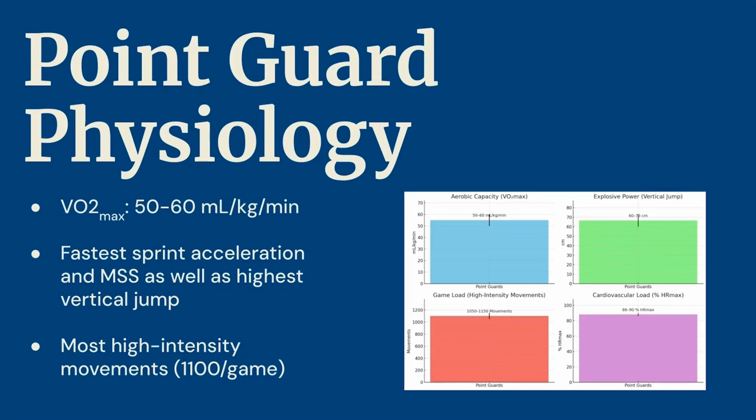Point guards typically have the fastest sprint acceleration and max sprint speed, as well as the highest vertical jump. And they also perform the most high-intensity movements per game, at around 1,100 movements per game.